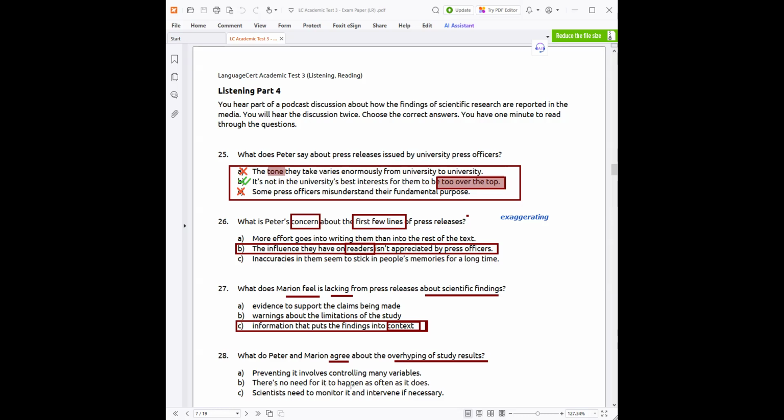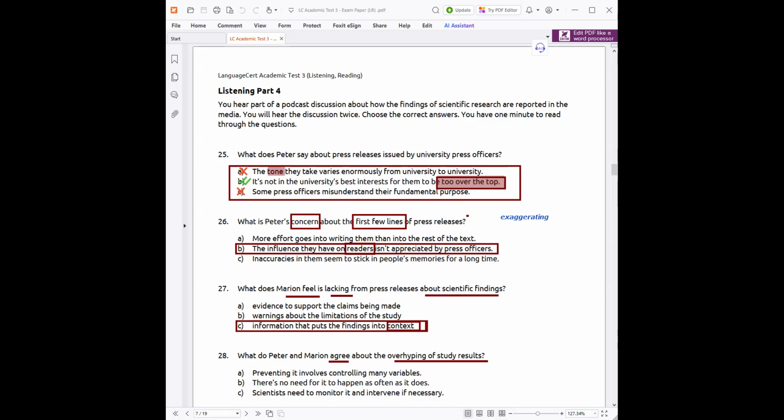There is no need for it. There's no need of overhyping as often as it happens, right? So they're saying as many times as overhyping happens, we actually don't need it so many times. And lastly, scientists need to monitor it and intervene if necessary. Scientists need to monitor the overhyping of study results, that they are not overhyped, and they need to make some kind of intervention. They need to come forward if it is needed. So let's listen to what they say.